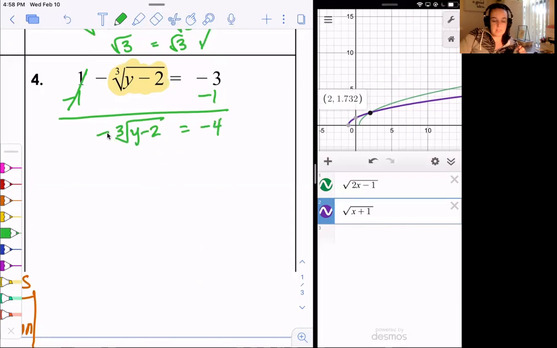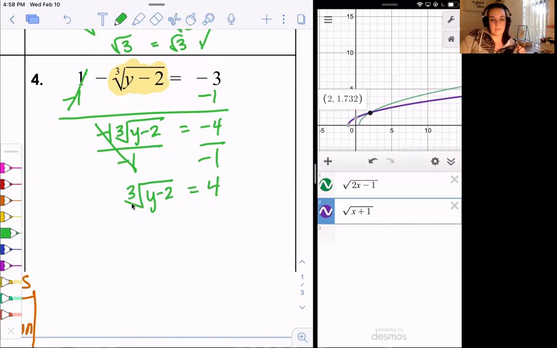This negative in front here is like negative 1 in front, right? So I'm going to go ahead and divide that negative 1 on both sides. So I'd have the cube root of y minus 2 equals positive 4.